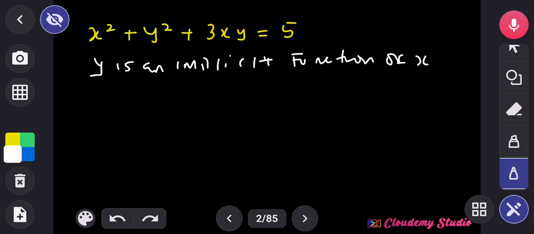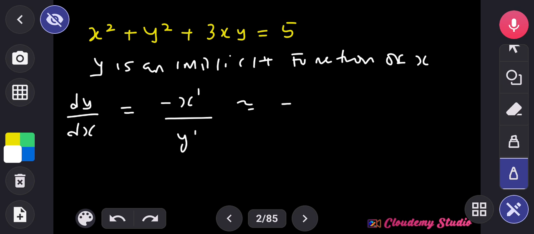And that is basically given as dy over dx equals minus f prime of x divided by f prime of y, whichever one you want. It is just a shortcut for solving implicit functions easily. You understand how you can solve implicit functions easily?